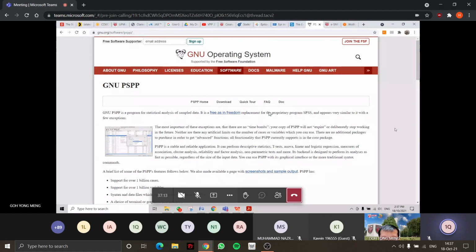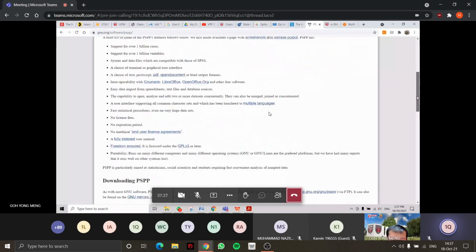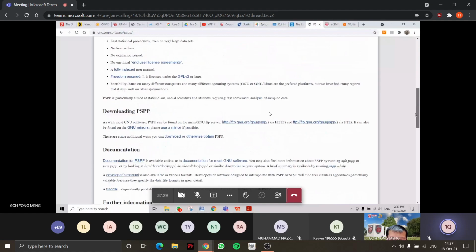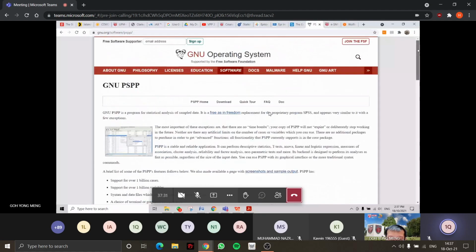So you can download this software and not be subjected to any license, no problem at all. It is completely free. The interface looks like SPSS 17, SPSS 18, along that line. It's free software. You can go and download this one. Just key in PSPP. It's under the GNU operating license, but it can be installed on Windows.